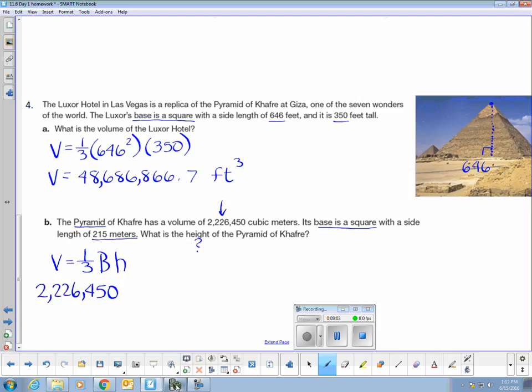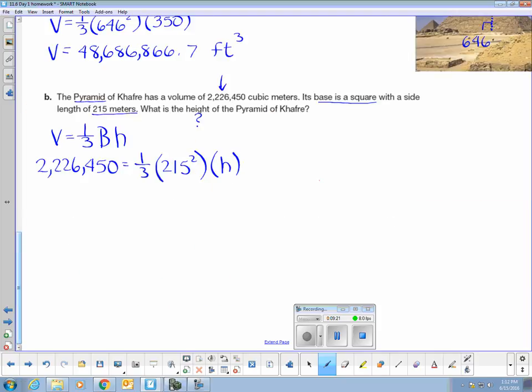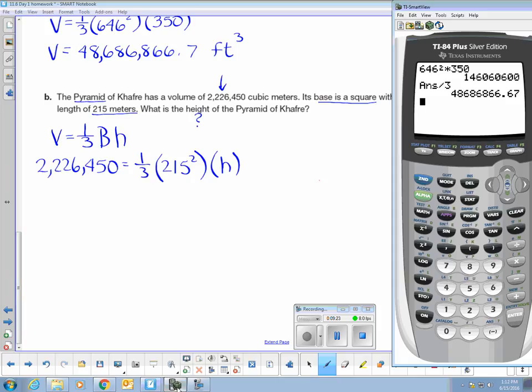So in place of V for volume, I have 2,226,450, and that is equal to 1/3 the area of the base. The base is 215 by 215, or 215 squared, and then the height is what we're trying to solve for. All right. So let's grab a calculator and calculate and simplify the right side of the equation.